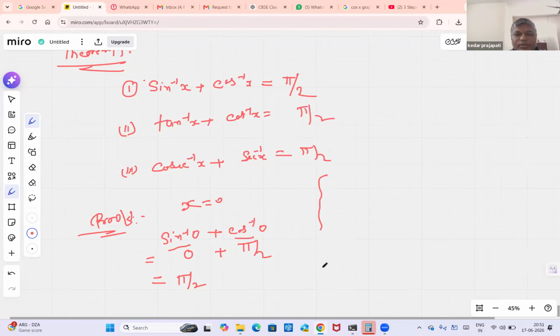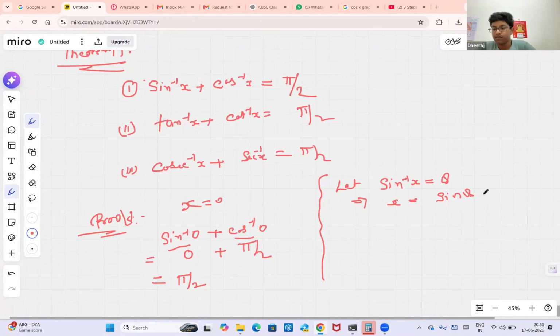So this is one proof. In an exam, if it comes, prove that this much is this. Mostly it doesn't come, but suppose it comes, so just say: let sine inverse x be equal to theta, which implies x equal to sine theta. Now I want to find cos theta. What will be my cos theta?